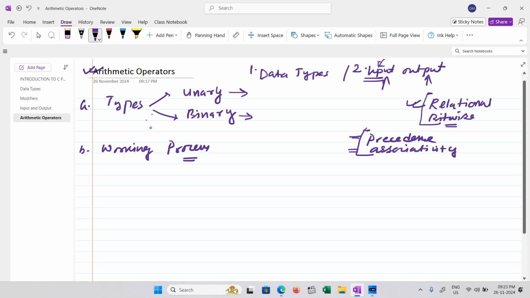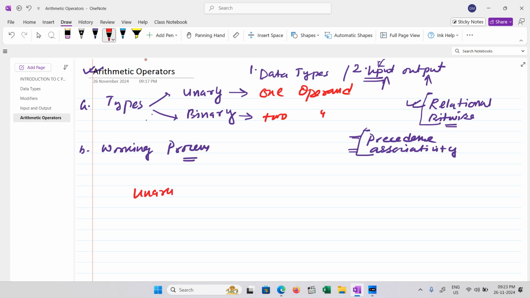Unary operator means what? Unary operators are operators that require only one operand, act over only one operand, and binary operators work with two operands mainly, right? So let us list them. Under unary, we have unary addition, plus, then unary minus. This is not the addition that we normally write, a plus b. This is not that one. It's a unary addition.